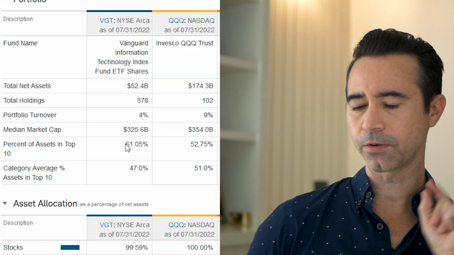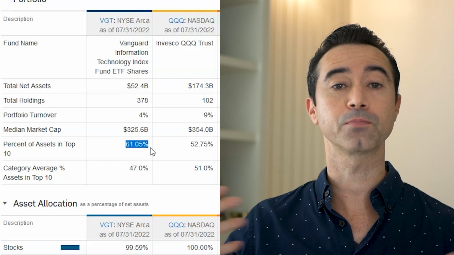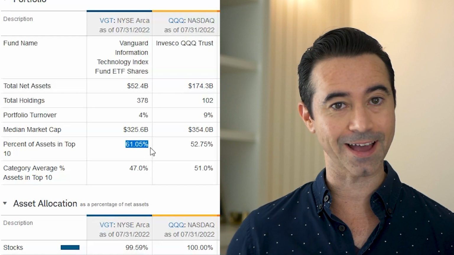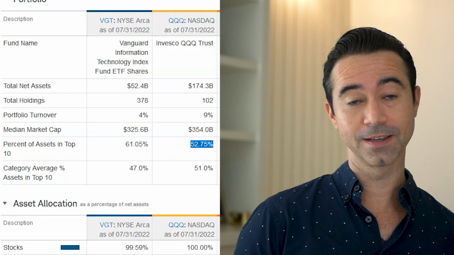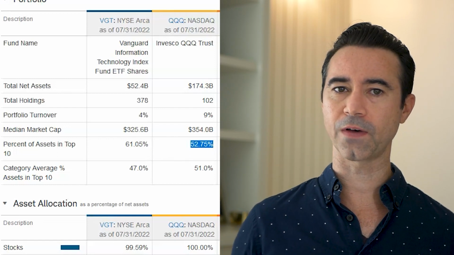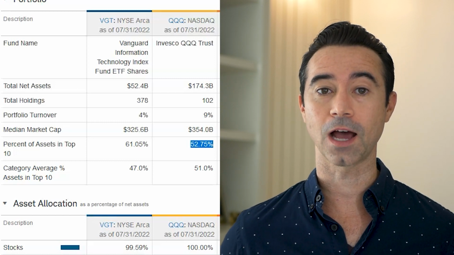Now, while that's interesting, another interesting part is the percent of the top 10 holdings, the 10 largest holdings inside the ETF. VGT actually has more in the top 10. So essentially a higher weighting of single individual stocks in the top 10 than QQQ does. So interesting. QQQ is a bit more diversified in terms of the top 10 holdings, having a little bit less in that top 10 percentage.